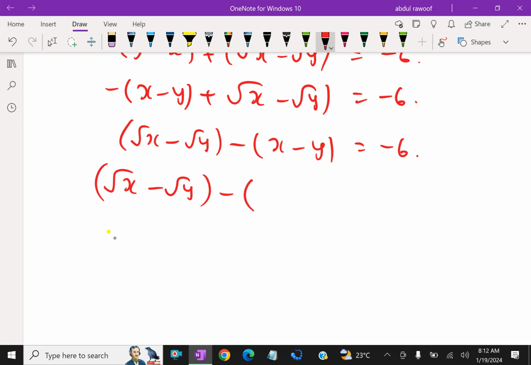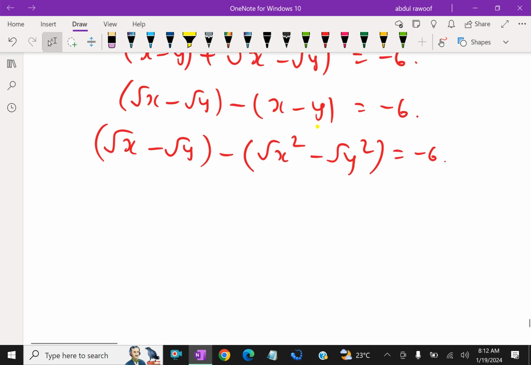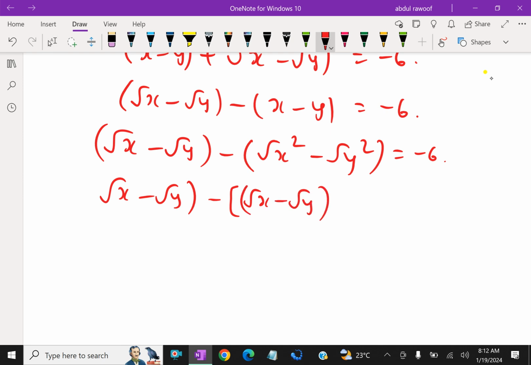The second factor, x minus y, is written like this: root x squared minus root y squared. Root x squared is x, root y squared is y. Now further, root x minus root y, here is a difference of squares: root x whole squared minus root y whole squared is root x minus root y times root x plus root y, and the whole expression equals minus 6.